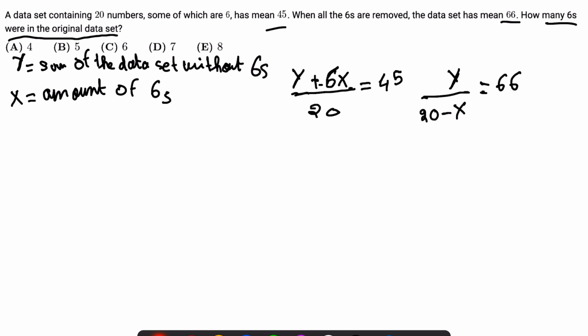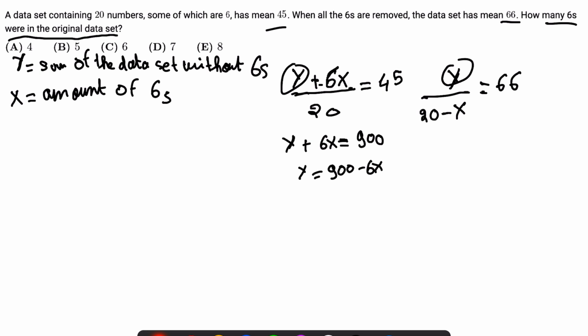So now I'm going to set both equations equal to each other. The way I'm going to do that is by solving for y in both equations. On the left-hand side, to solve for y, first I'm going to multiply both sides by 20. So I have y plus 6x is equal to 45 times 20. 45 times 20 will be 900. And so y is equal to 900 minus 6x.